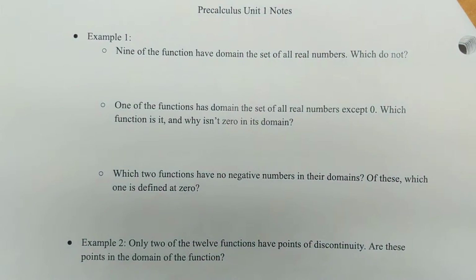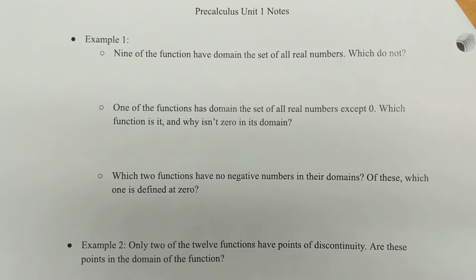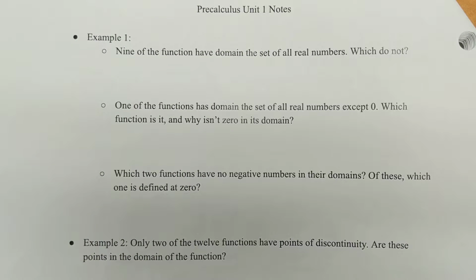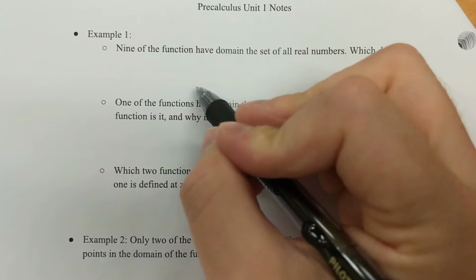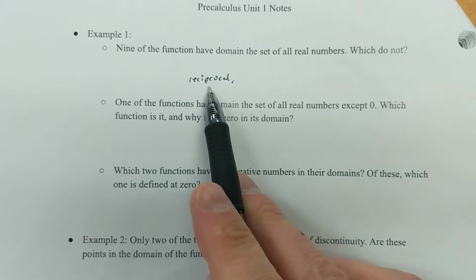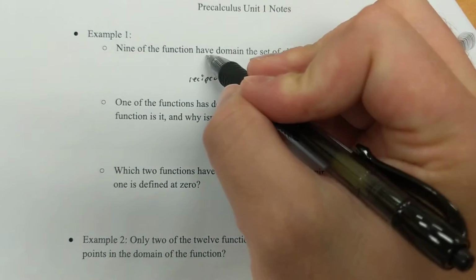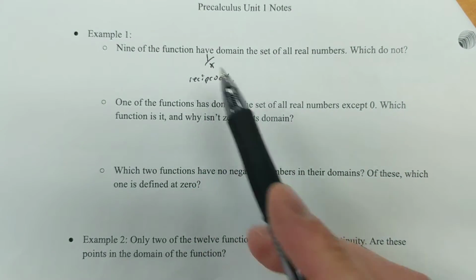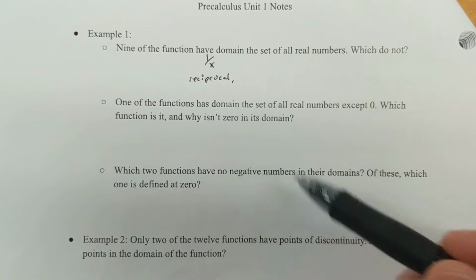All right, so we have our examples. For example 1, it says 9 of the functions have domain the set of all real numbers, which do not? That means the functions are allowed for all x values. So 3 of them, you cannot plug any number in for x that you want. That is the reciprocal function. You can't use 0 because reciprocal is 1 over x.